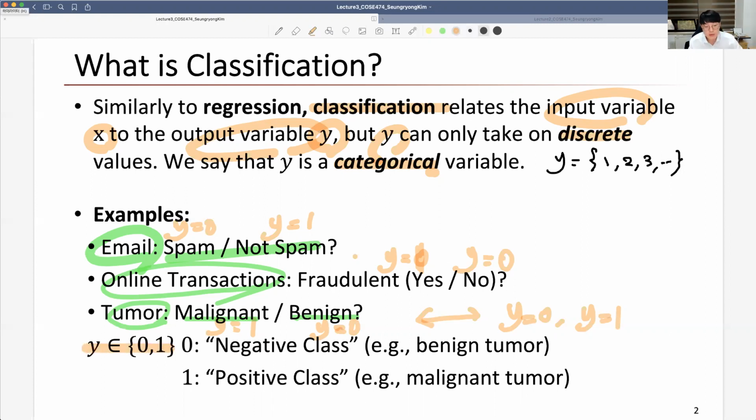Anyway, in a classification problem, we can define our output variable in the categorical space, for example, 0 or 1. In this case, 0 means the negative class, for example, the benign tumor, and y is equal to 1 means the positive class, for example, the malignant tumor, right? These are examples of the classification problem.